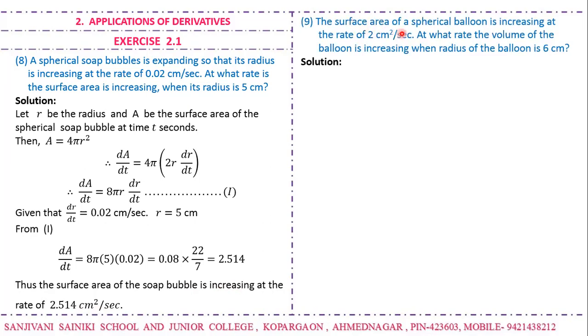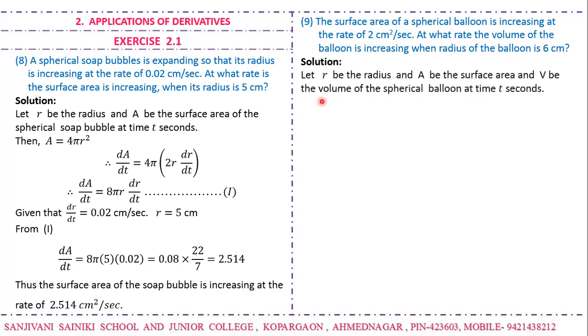The surface area of a spherical balloon is increasing at the rate of 2 centimeter square per second. At what rate is the volume of the balloon increasing when the radius of the balloon is 6 centimeter? Let r be the radius, A be the surface area and V be the volume of the spherical balloon at time t seconds.